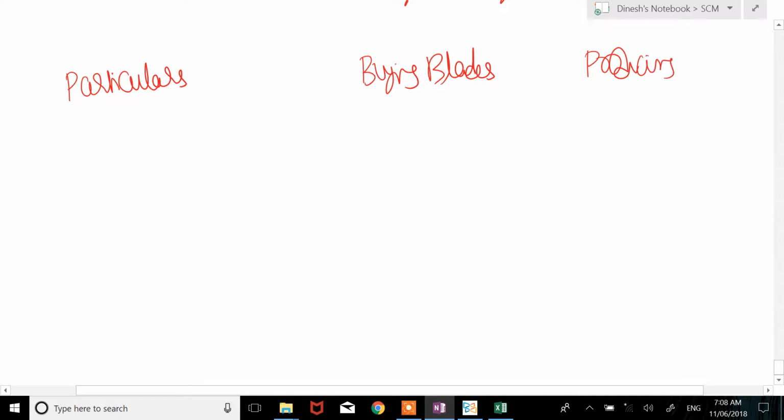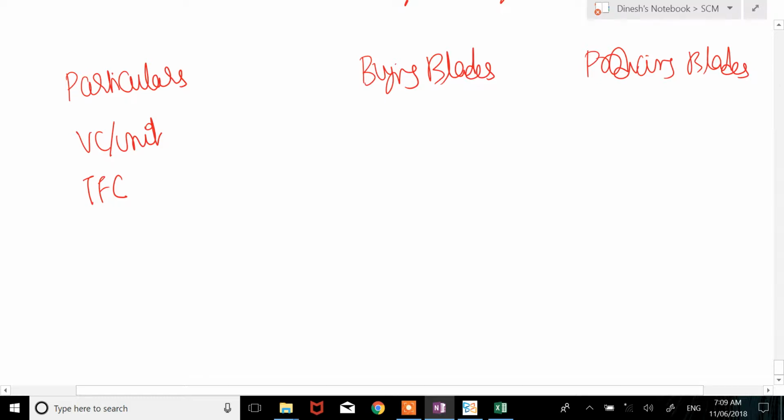Particulars: buying blades, producing blades. These are the two alternatives I have: buying blades and producing blades. Now I need these two pieces of information: variable cost per unit, total fixed cost. I'll have to somehow try to capture this.